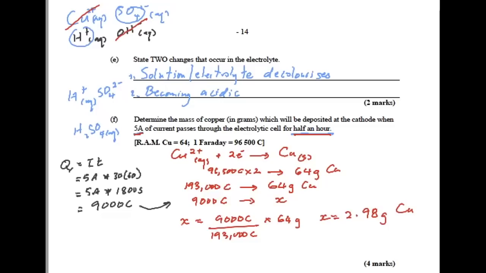And that should give us 4 marks. Sometimes we're given Q equals IT. Sometimes we're not, we just need to remember it. So quantity of electricity is equal to the current strength multiplied by how long it flows in seconds. So we have to convert the time that we're given to seconds.